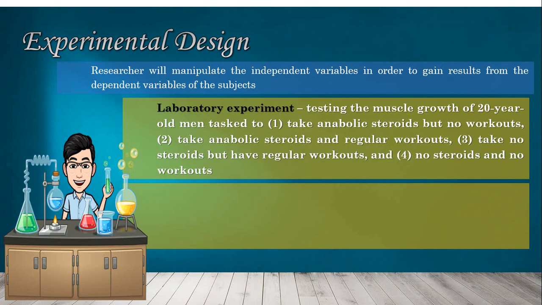While yung sa control group naman, dalawa. So, yung isa, dalawa ding lalaki. Yung isa, wala siyang take ng steroids pero meron siyang regular workouts. Yung isa naman, walang steroids, wala ding siyang regular workouts. So, yung control variable at yung experimental variable, i-compare yung dalawa kung meron silang differences.